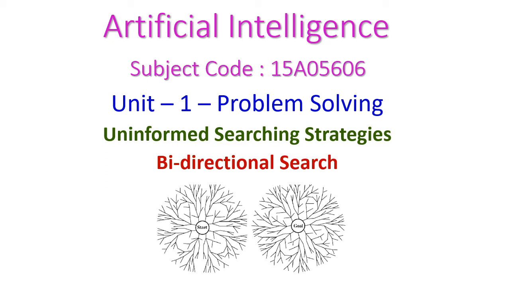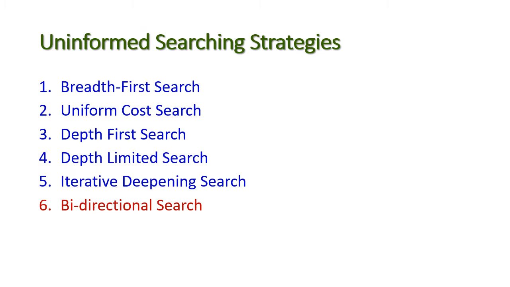Hello friends, welcome to today's artificial intelligence class, and in this class we will see the bidirectional search. This is one of the important searches that come under uninformed searching strategy from the first unit, problem solving. Before this we have seen breadth first search, uniform cost search, depth first search, depth limited search and iterative deepening search, and in this video we are going to see the last one, the bidirectional searching strategy, in detail.